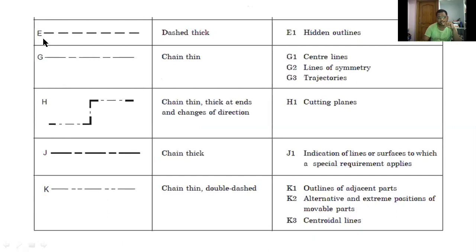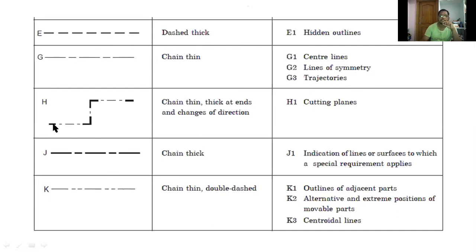Now coming to the type E line. This is a dashed, discontinuous line with long dashes. Okay, this dashed thick line is used for hidden outlines. It is used for indication of hidden outlines. Now this is a long line, short line. This dashed chain thin line is used for indication of center lines and lines of symmetry and trajectories.